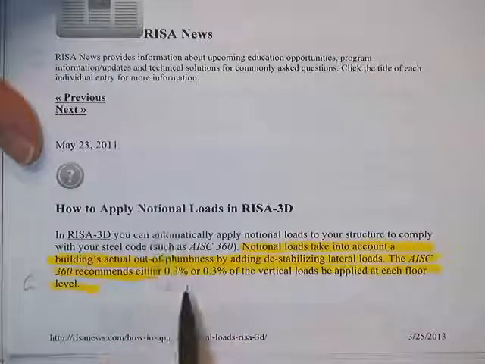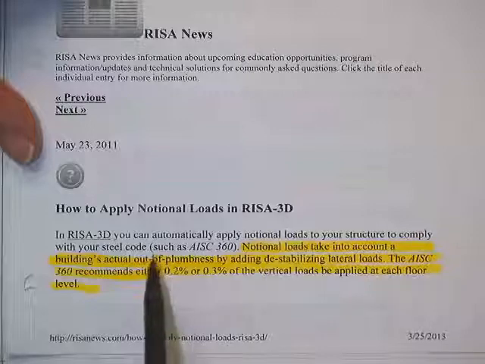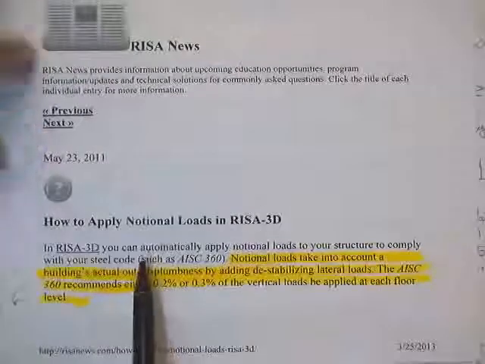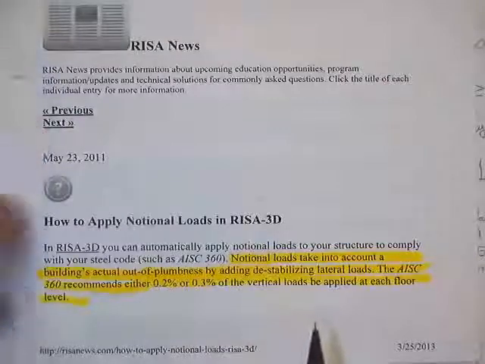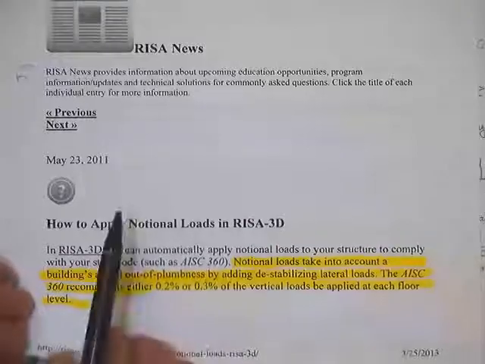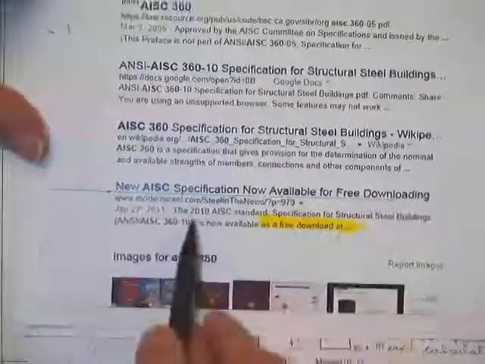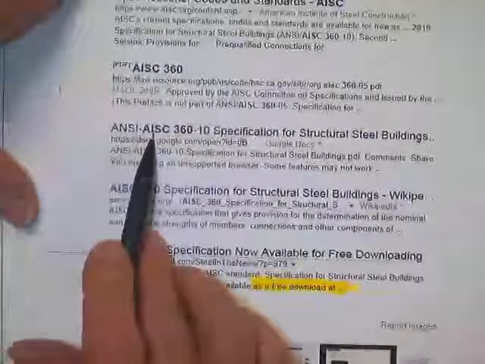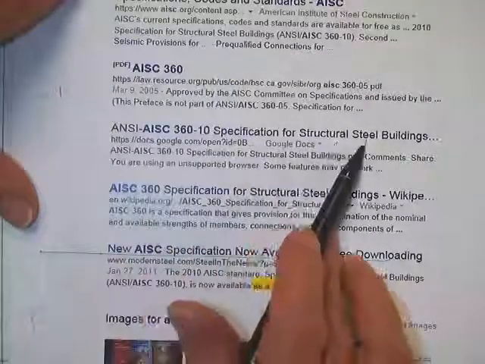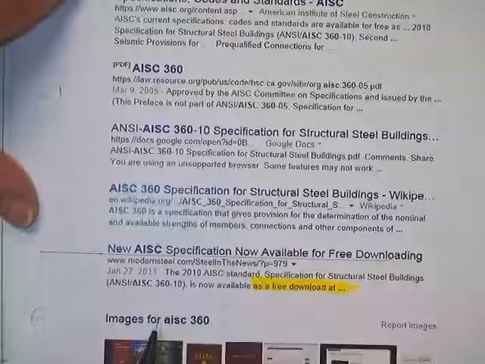I was still looking up notional loads, and I wanted to know what the structural people thought the name meant. Here's what a structural, if you don't know what RISA is, I'm sure you do. Somebody probably made you run it before. So then he came up with AISC 360. So I stick AISC 360 in Google. This is the new AISC specification now available for free downloading. ANSI AISC, it's a combined spec, 360 specification for structural steel buildings.